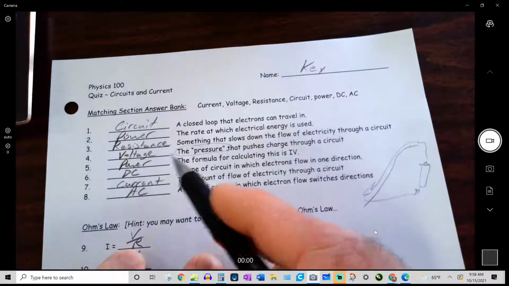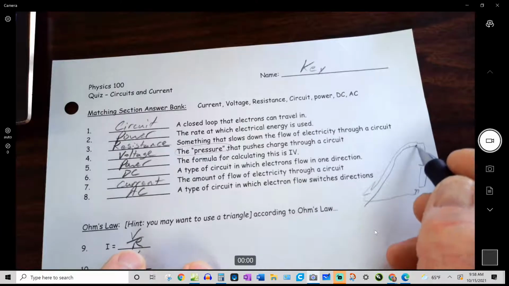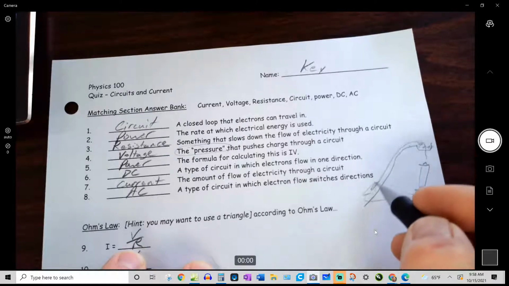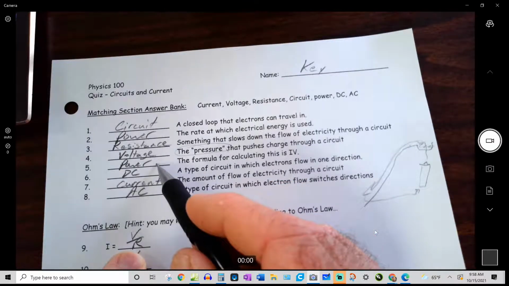So we should readdress it. If you think of this as water, water can get pumped up to the top, and that creates water pressure, which drives it down the hill. The formula for calculating this is IV, so that's power. Power is current times voltage.